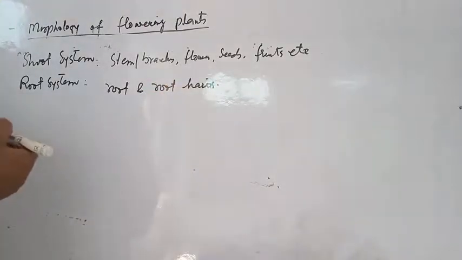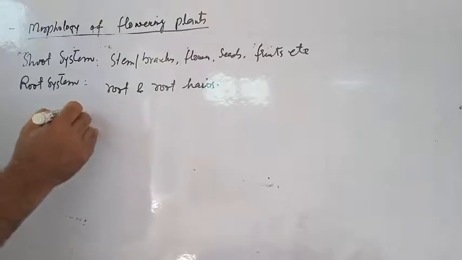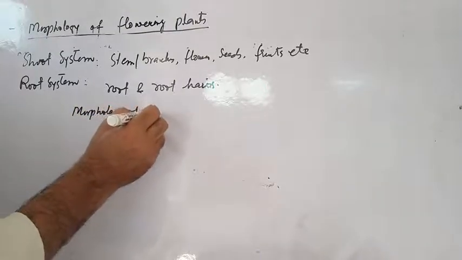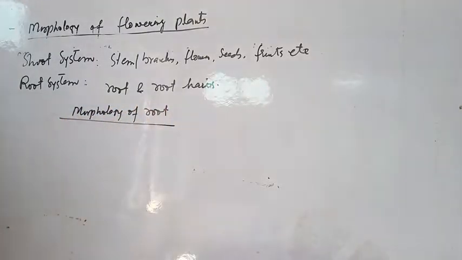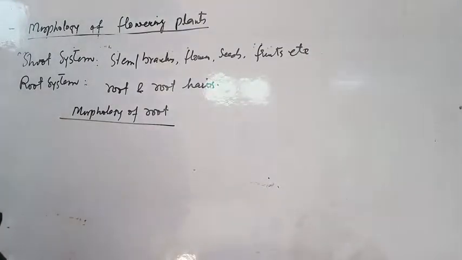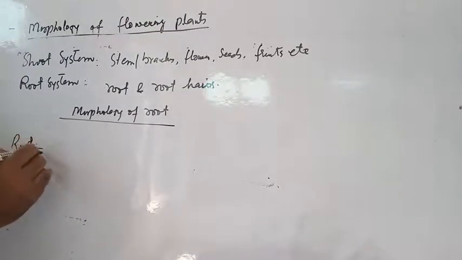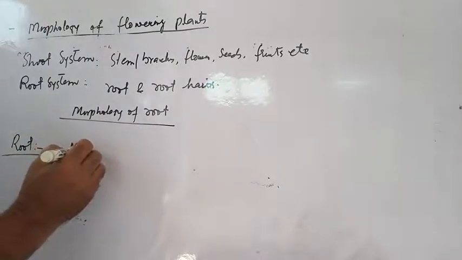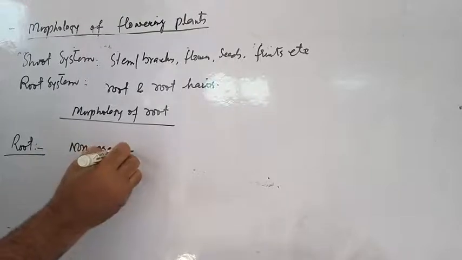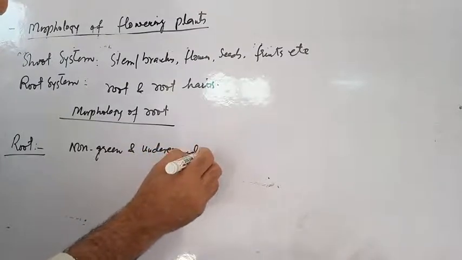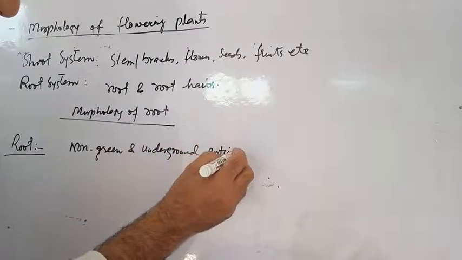Now today we will be discussing in detail the morphology of root. That is, we will be discussing the external features of a root. What is a root? A root can be defined as the non-green, underground portion of a plant.